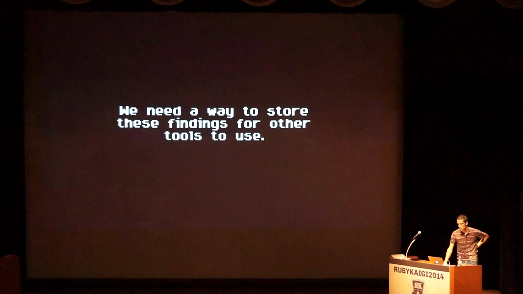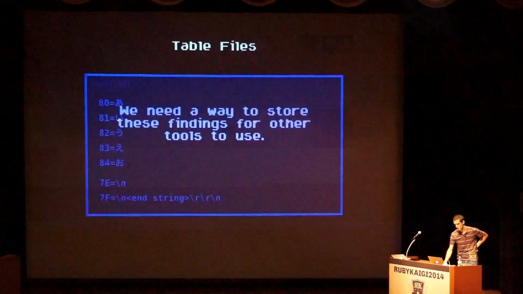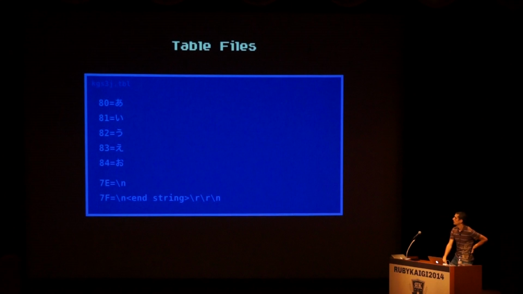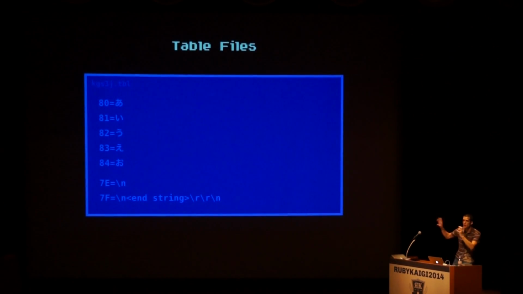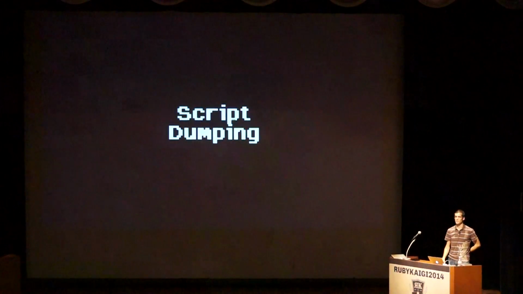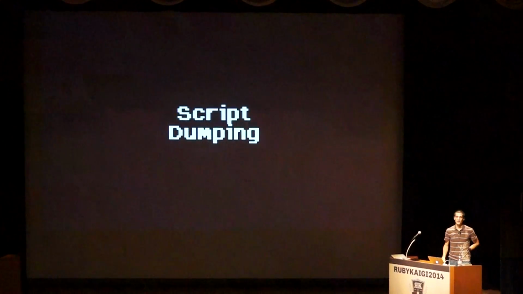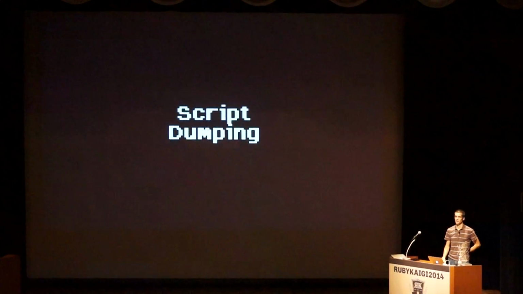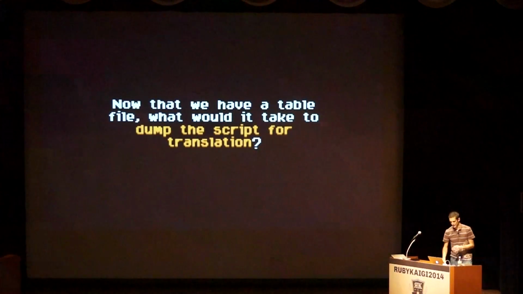And we need a way to store those findings for use in other tools. So we use a table file. And so now we have a mapping of the whole alphabet and control characters, because I was able to go in and brute force the character set. That's relative searching. So what do you do with a table file? Well, I know what a lot of us English speakers do. We start dumping scripts. Why? Because I've got to send it to a translator. So let's look at script dumping.